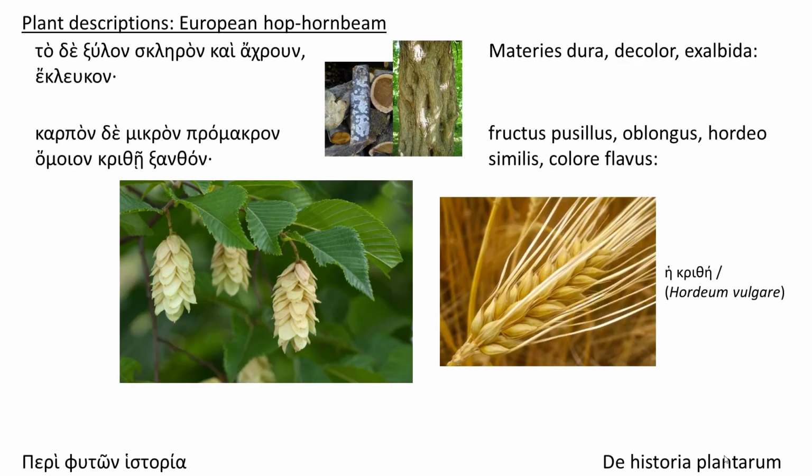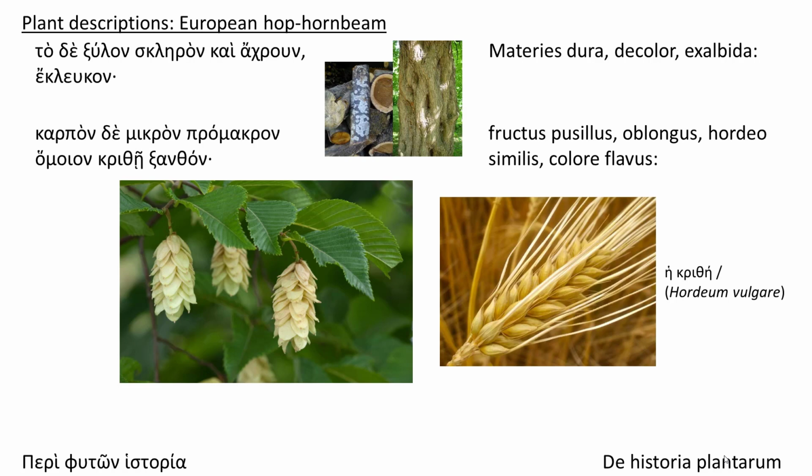Carponda micron, promacron, homoioncrite xanthon. The fruit is small, oblong, and yellow like barley. Fructus pusillus, oblongus, horda similis, colore flavus. Again, a comparison to another plant, this time barley.